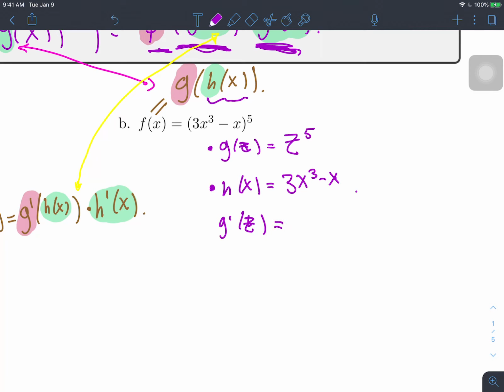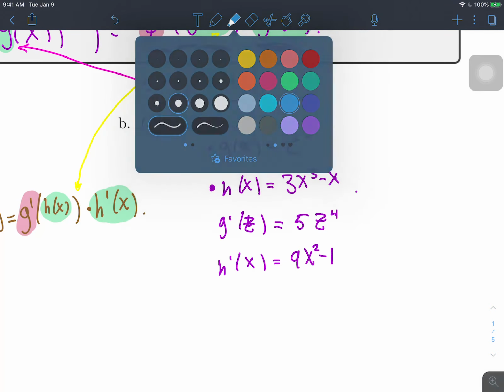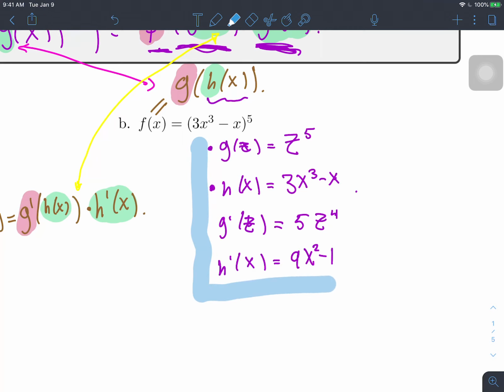Well, the derivative of z to the 5th is just going to be 5z to the 4th. And the derivative of h is going to be 9x squared minus 1. Okay? So now we have our special blue box, which is like our pantry with all the ingredients.